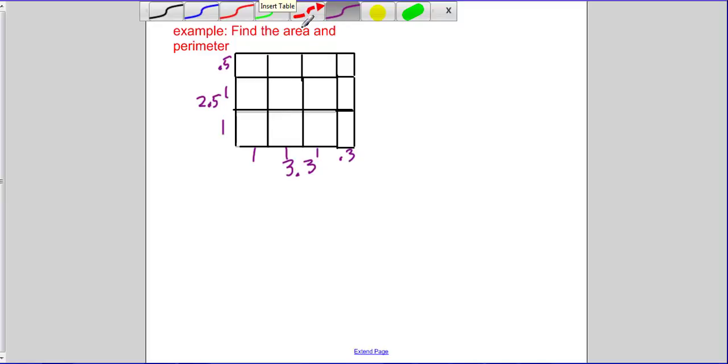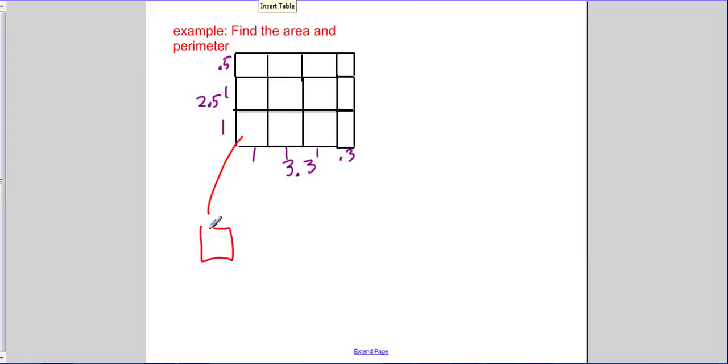So the standard unit for this particular square is this square here because it's 1 by 1, so the area is 1 square unit. So this is 1 by 1, this is 1 by 1, this is 1 by 1, this is 1 by 1, this is 1 by 1, this is 1 by 1. That's a total of 6.